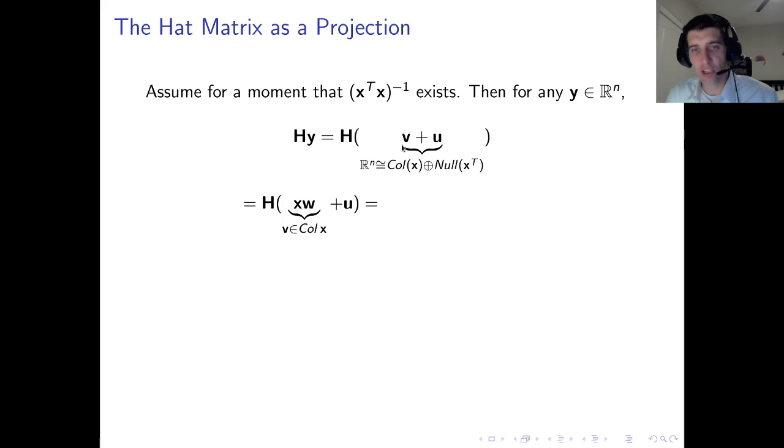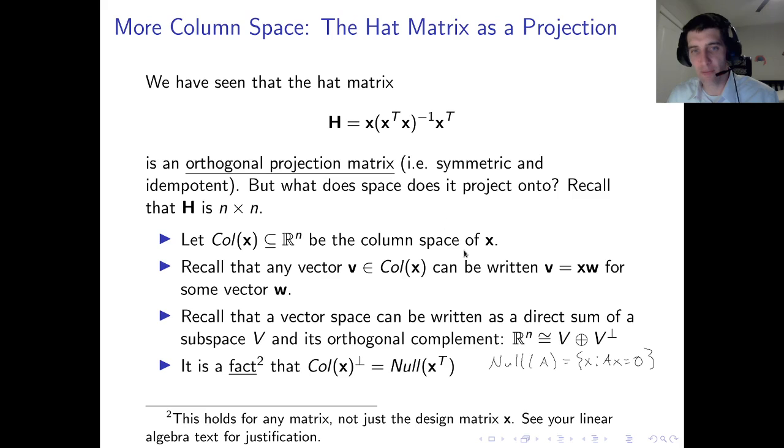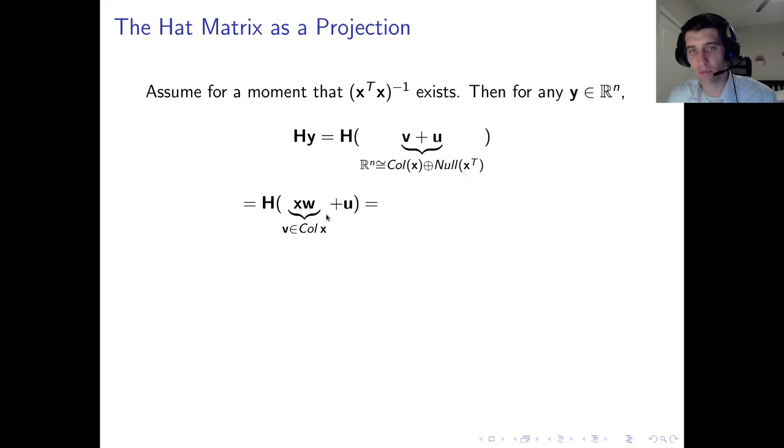Because V is in the column space of X, by this fact here, we can write any V in the column space of X as XW for some vector W. So I'm going to take V and rewrite it as XW. Again, this is just for an arbitrary Y. I can say that an arbitrary Y can be split into these two pieces, where the column space part can be written as XW for my design matrix X and some vector W.